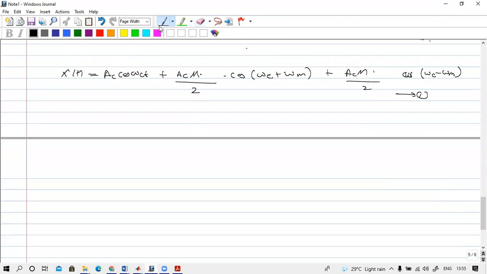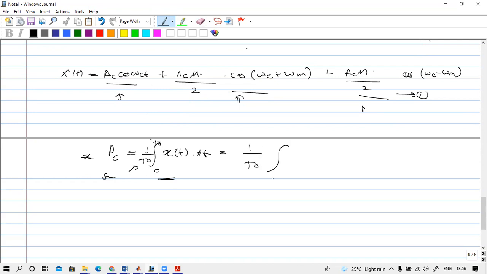I think you can remember that we evaluated the power of these three signals. So this is the carrier signal, and we evaluated the carrier power using that identity. T naught is the fundamental period, and for a signal x(t) we integrate from 0 to T naught. Likewise, we can evaluate the power for a sinusoidal signal. When we evaluate this integral from 0 to T naught of A_c cos omega_c t, we get A_c squared by 2. So this is the power. A_c is 50 volts, so we get 50 squared by 2. This is the carrier power.